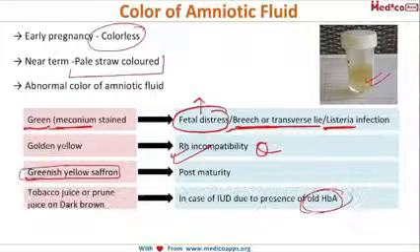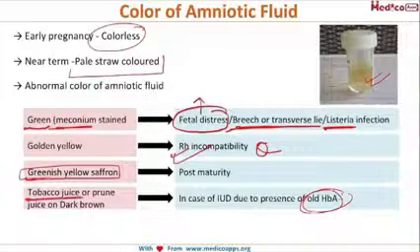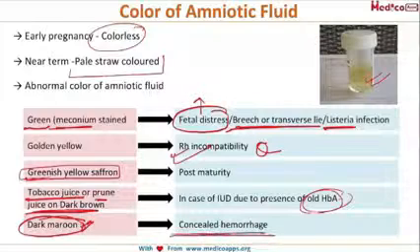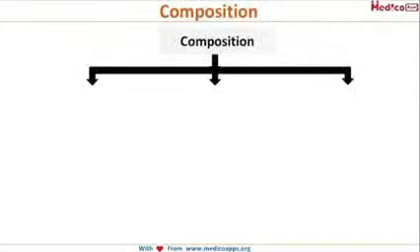Now in cases of IUD, due to the presence of old hemoglobin, the amniotic fluid becomes tobacco juice or prune juice or dark brown in color. And if you have dark maroon color of amniotic fluid, that is suggestive of a concealed hemorrhage because of the old blood.